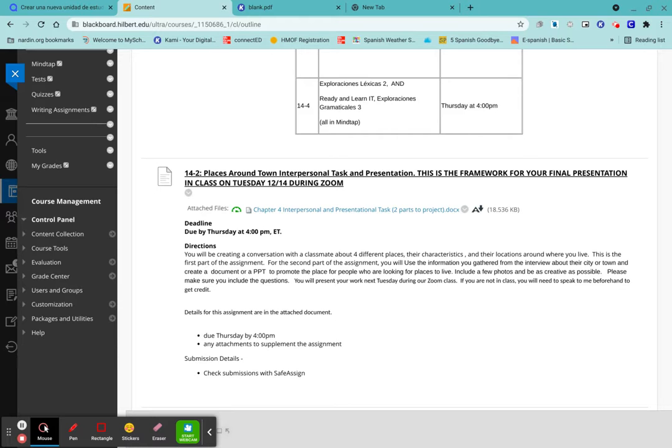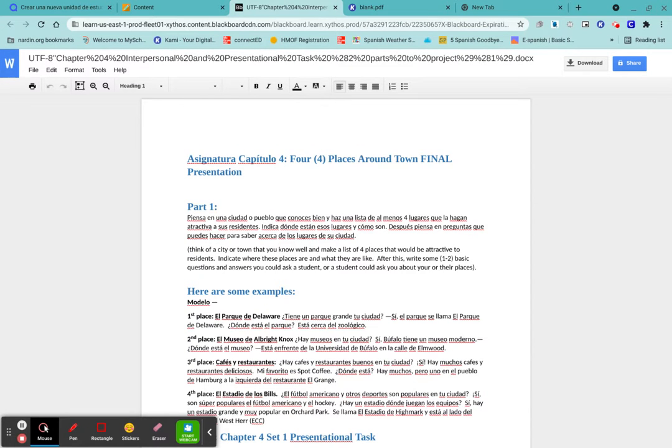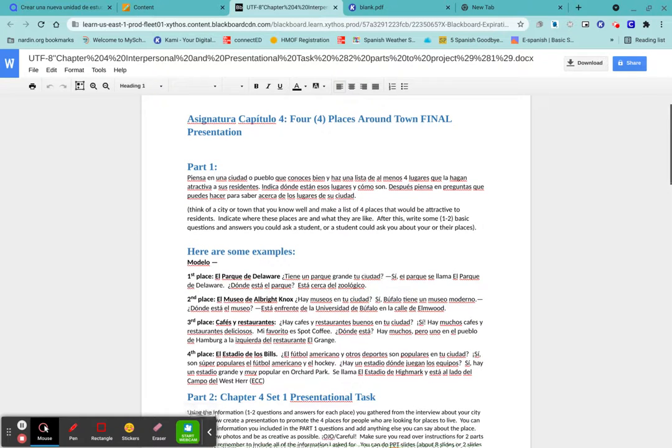You're basically going to open the document here. And what it's talking about is you are going to think of your town or city. So if you're from another town, you can use that, but one that you know well. And you're going to make a list of 4 places that would be attractive to residents. You want to indicate where the places are and what they're like. And after that, you want to write some basic questions and answers that you could ask a student, or a student could ask you about the places.